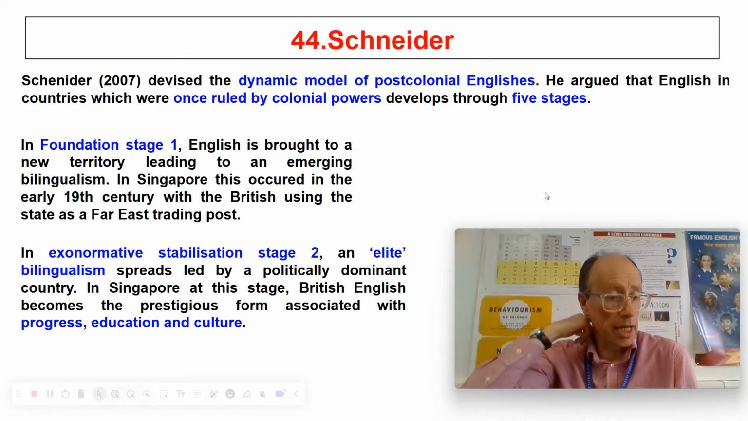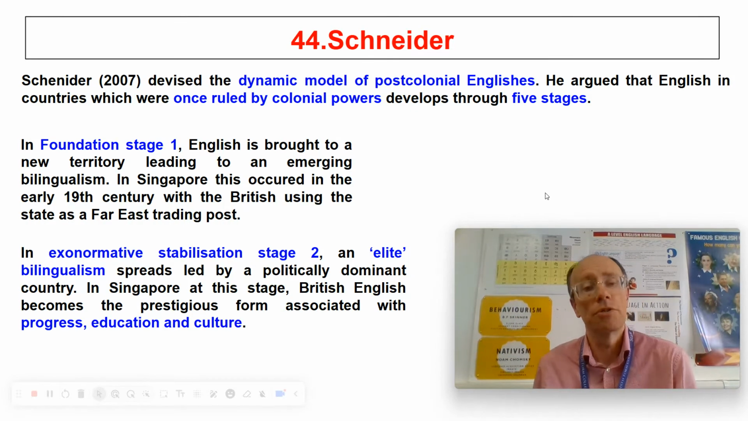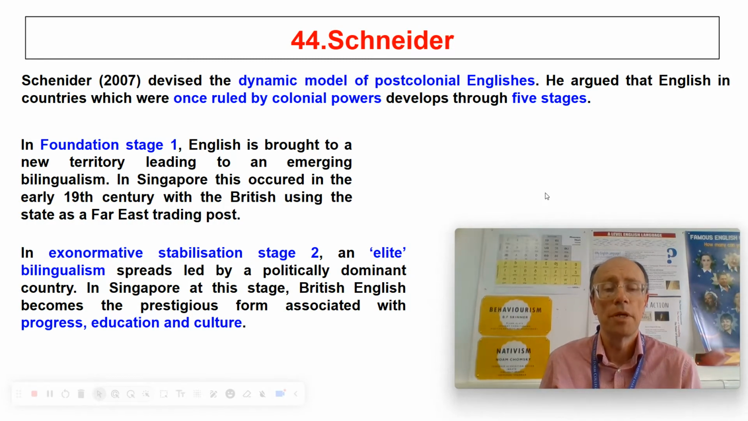In the second stage, he calls this exonormative stabilisation. So what you get is a kind of elite bilingualism, where you get people who are wanting progress, education and culture. They're buying into the whole idea of learning and speaking English. So in Singapore, British English becomes this prestigious form that is associated with progress.